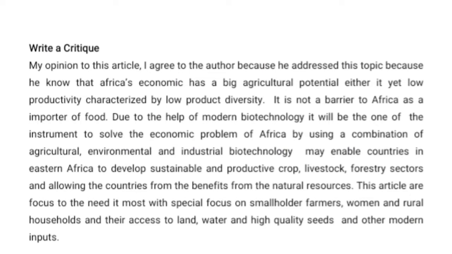of Africa. Using a combination of agricultural, environmental, and industrial biotechnology may enable countries in Eastern Africa to develop sustainable and productive crop, livestock, and forestry sectors, allowing the countries to benefit from their natural resources. These articles focus on those in most need, with special focus on smallholder farmers, women, and rural households and their access to land, water, high-quality seeds and other modern inputs.